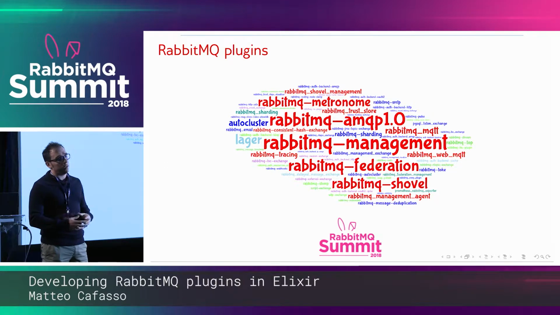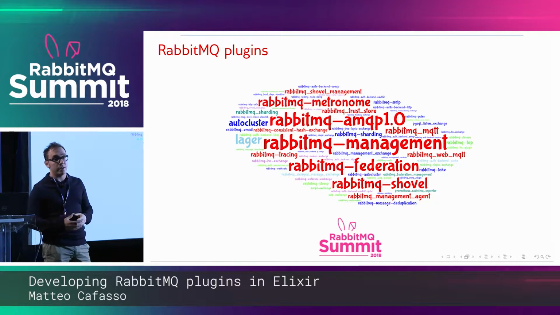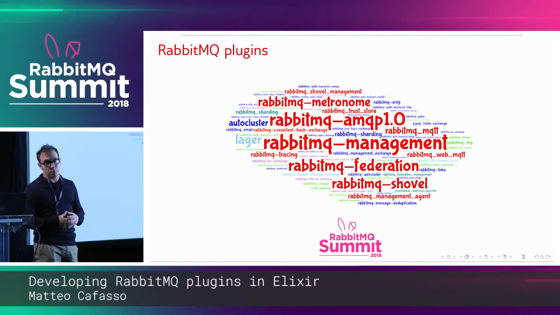And I highlighted in red those which are known as core or tier 1 plugins. Those are the plugins which get maintained and developed by the core team and get shipped together with the broker once you install it.